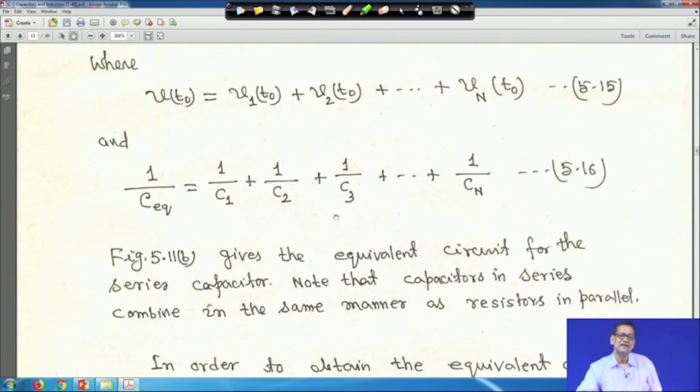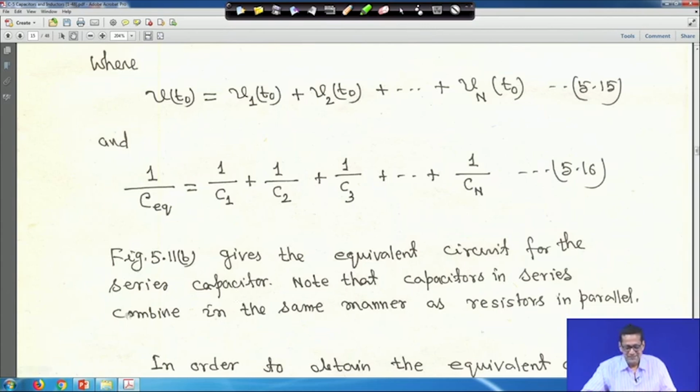It is something like this when we are obtaining resistance in parallel. Same thing, but for capacitors in series, the calculation will be the way we did it for resistors in parallel when finding the equivalent resistance. It is just the opposite, the way you obtain it mathematically. So, it gives the equivalent circuit for the series capacitor.